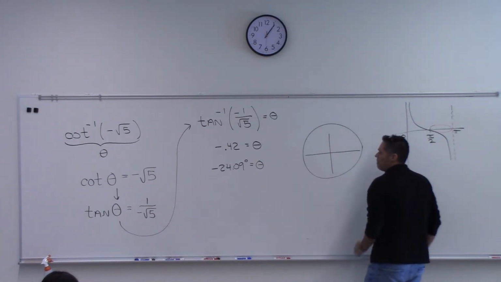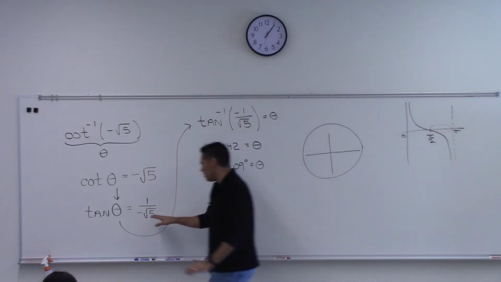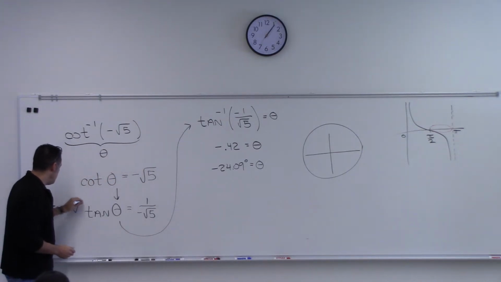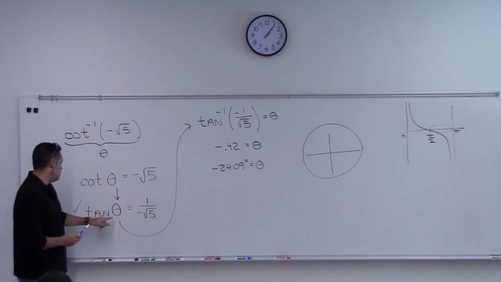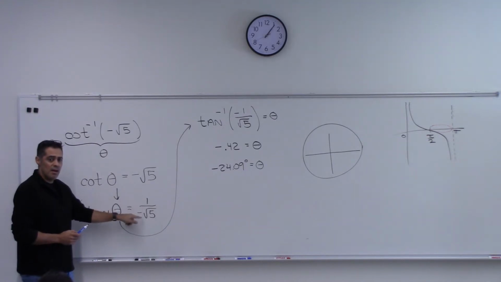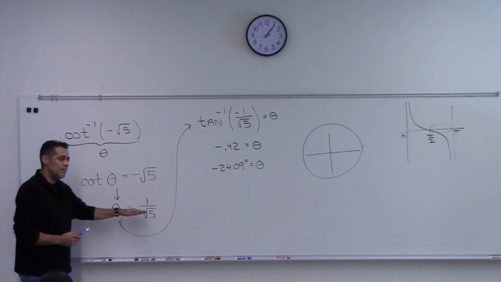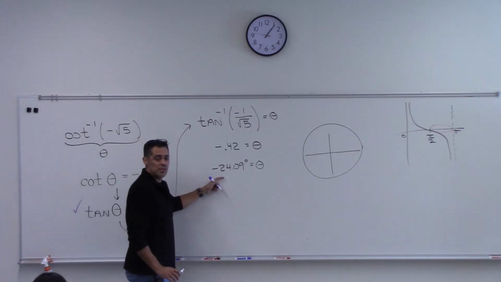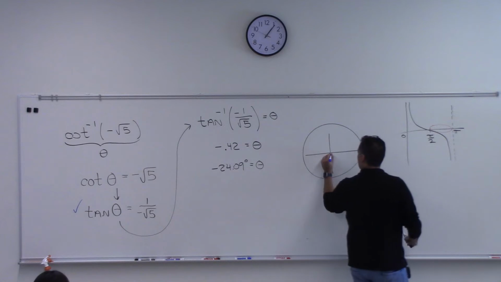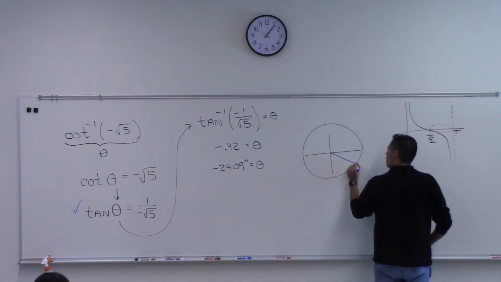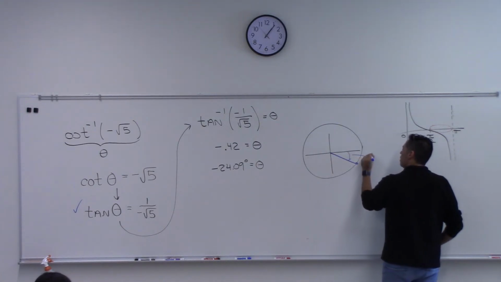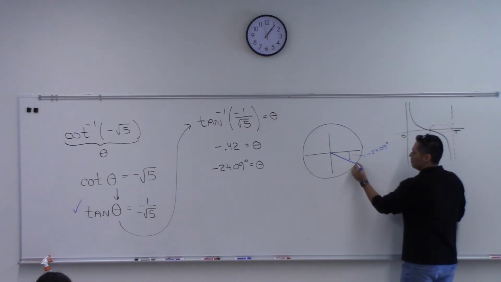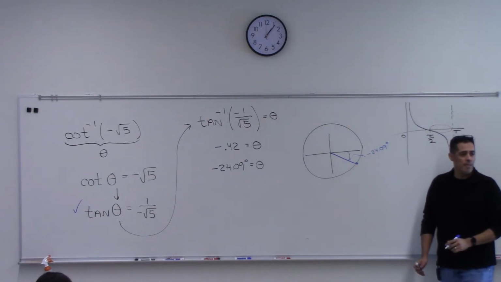Right now, going back, let's look at this right here. This said that tangent of some angle is this number, a negative number. And the answer to this is that our angle should be negative 24.09, which means that's negative 24.09 degrees. Y'all good with that?